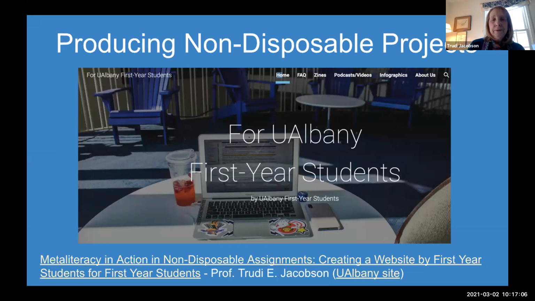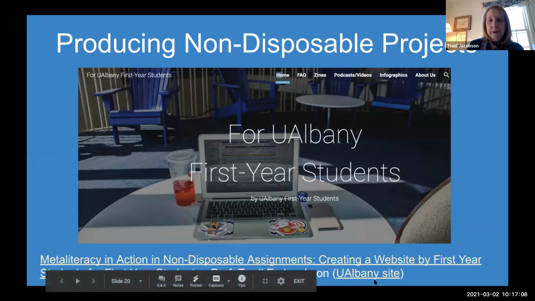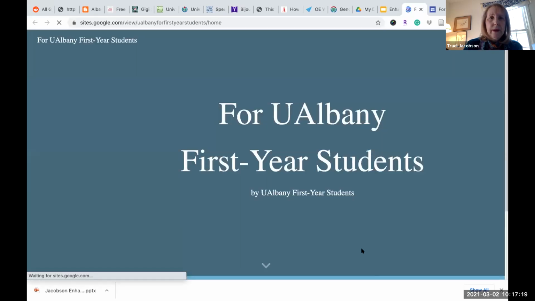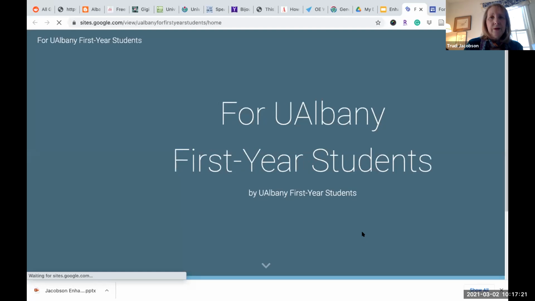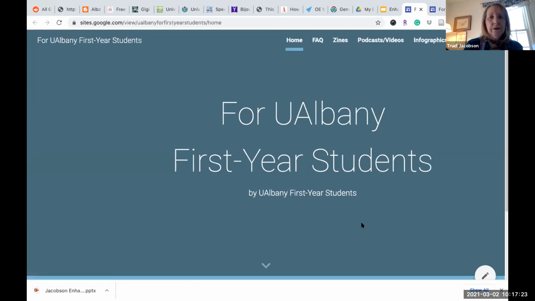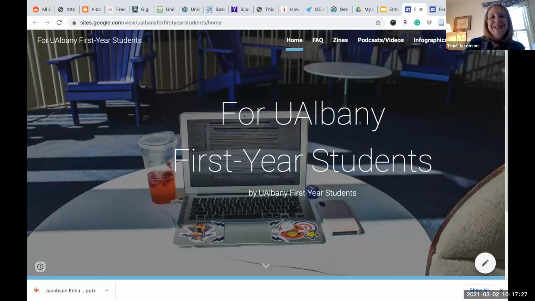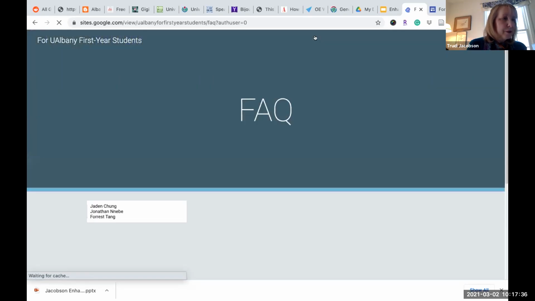And you can see up in the top right, and I'll actually go to the site. Okay. And can you see the website now? Yep, we can see it. Wonderful. Okay. So I put together sort of the shell of the site, but all of the content on here was created by the students.